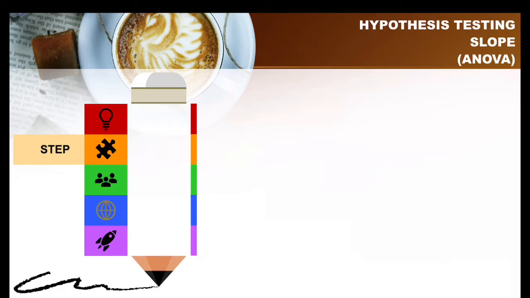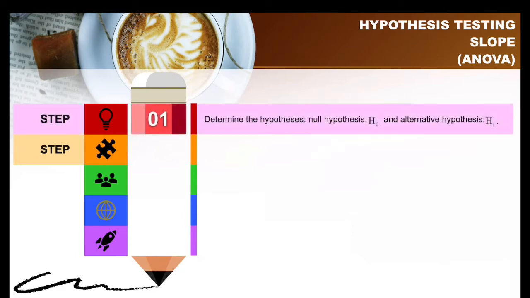The hypothesis testing, step number 1, is to formulate your hypothesis. You have to determine what is your H null and H1. In this subtopic, we want to test: is there any relationship between x and y? Test using ANOVA. Step number 1, determine your H null and H1.